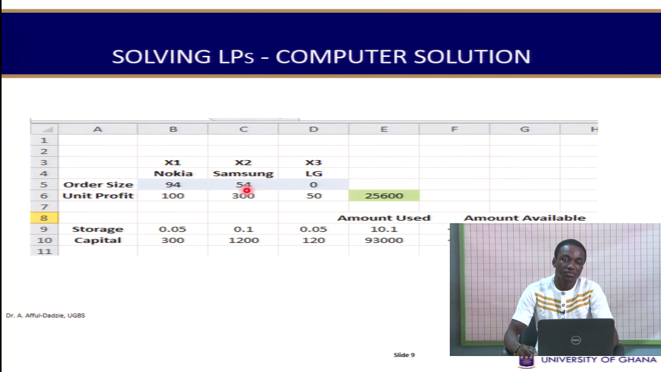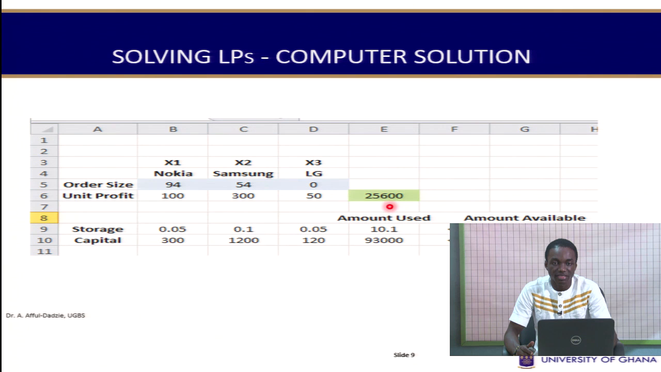But before we even start, we assume that we have not produced anything. Therefore, order size for Nokia will be zero, order size for Samsung will be zero, and order size for LG will be zero. Now, each of them has a unit profit of 100 for Nokia, 300 for Samsung, and 50 for LG.